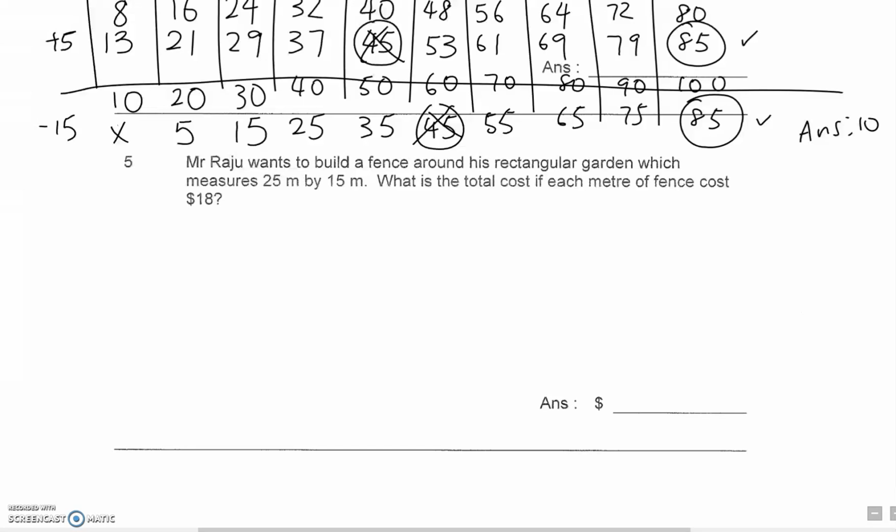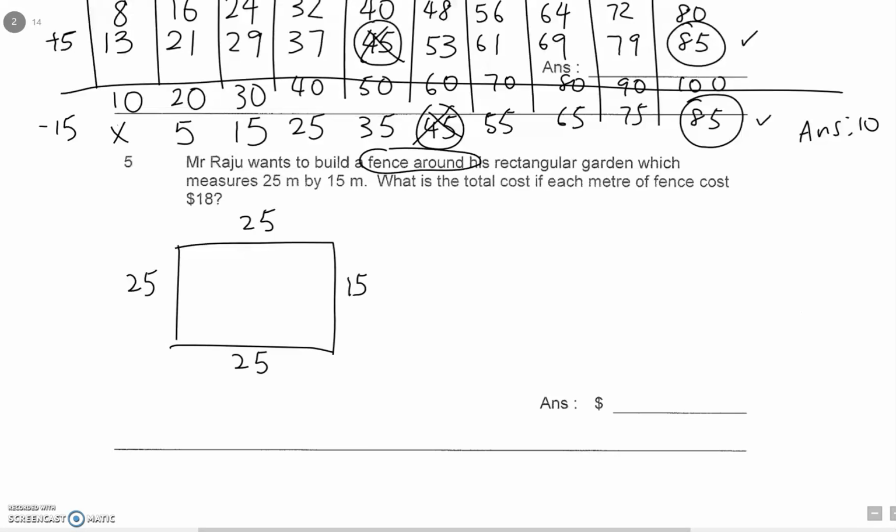Question 5. Mr. Raju wants to build a fence around his rectangular garden, which measures 25 meters by 15 meters. Now, usually when it comes to this kind of area and perimeter, what will help is a picture. Sometimes they'll be very nice to you and draw a picture for you, sometimes they won't. So it's good to draw a picture to tell yourself what the dimension is, what the length is, what the breadth is. You are going to build a fence. You know you don't build a fence inside the field, but you build it around.